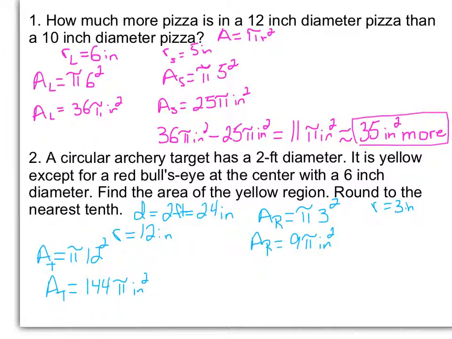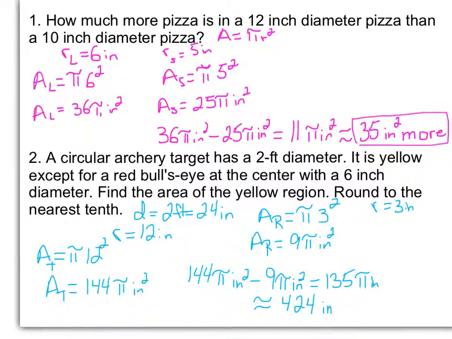If we want to find the area of just the yellow region, we need to subtract the area of the red bullseye from the area of the target, since the yellow region, right now, is being included in that total area. So take 144 pi inches squared minus 9 pi inches squared. We get 135 pi inches squared, which is about 424 inches squared. So that's the area of the yellow ring in our bullseye.